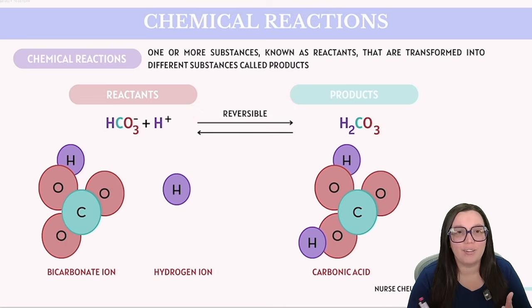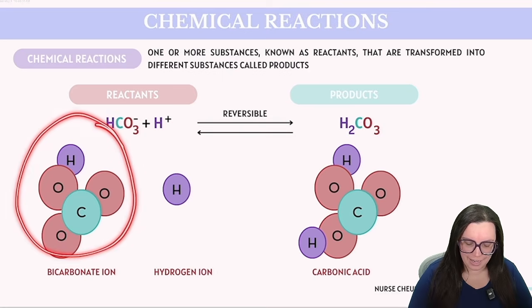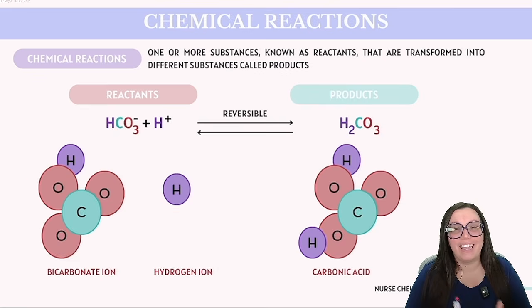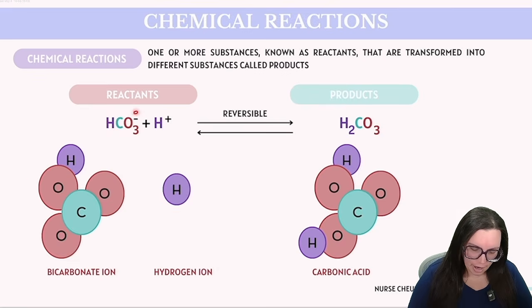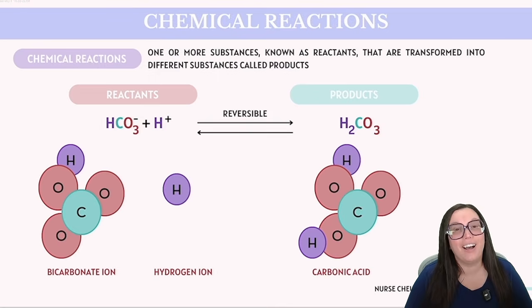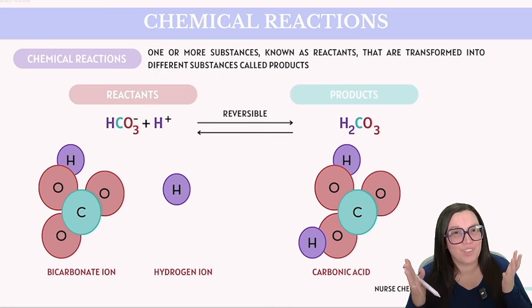The term ion refers to any molecule or atom with a net charge due to an imbalance of its electrons and its protons. In this case, we're dealing with a bicarbonate ion and a hydrogen ion, each carrying a charge. Our bicarbonate ion has a negative charge, and our hydrogen ion has a positive charge, making them both ions.